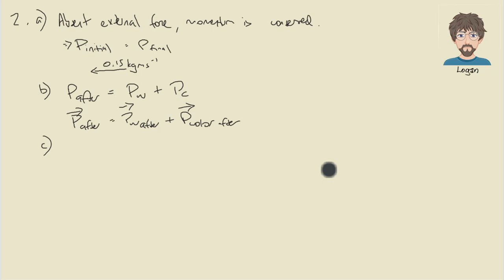Draw a vector diagram and use it to show that the size of the momentum of the coloured ball after the collision is 0.11 kilogram meters per second. Well, P after is 0.15. I'm assuming that the two angles they've given us are at right angles to each other. It's not 100% clear, but we've got to have this one plus this one from their diagram. The white has gone this way, so this is P white, and this one is P colour, and we think they're at 90 degrees to each other.